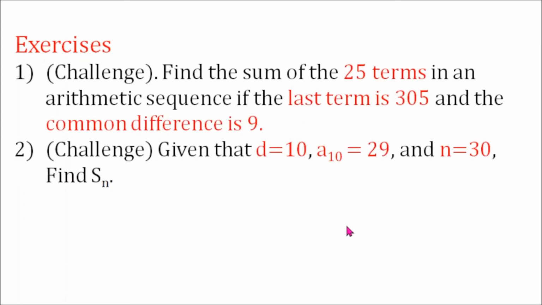I have 2 more problems here, and they are challenge questions. Okay, number 1, find the sum of the 25 terms in an arithmetic sequence if the last term is 305 and the common difference is 9. Number 2, given that d equals 10, a sub 10 equals 29, and n equals 30, find s sub n.